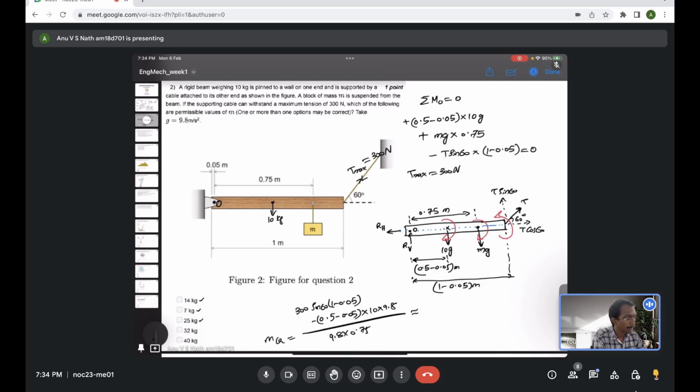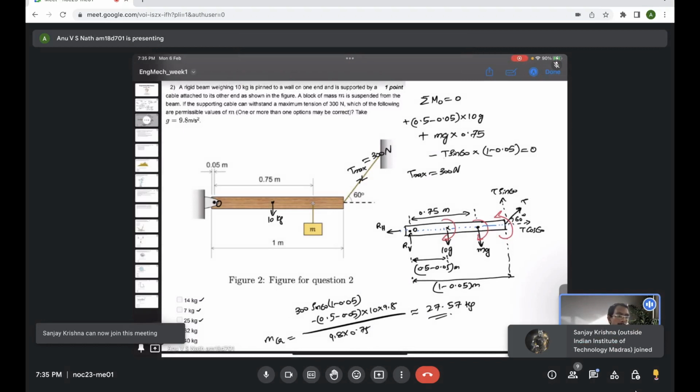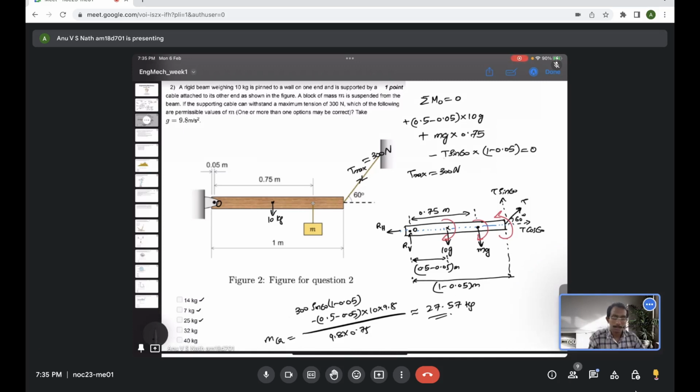And I think it's approximately, can anyone help me with that? What is its exact value? Okay, I think it's 27. Yeah, 27.57. So this is a critical value beyond which the tension in the string will exceed 300 Newton and it will break. So the mass should be lesser than this. If the mass is lesser than this, the system will sustain.